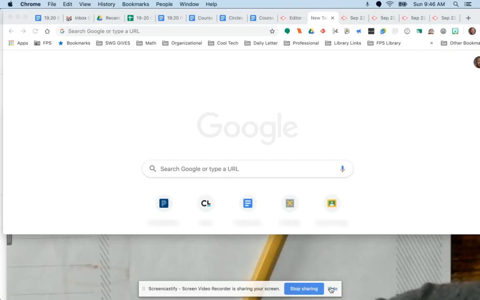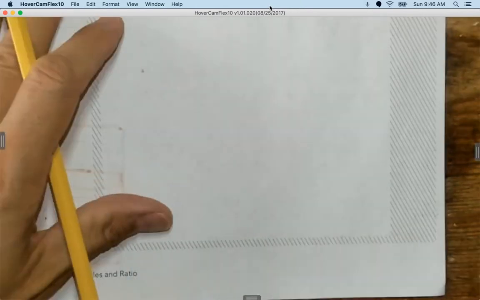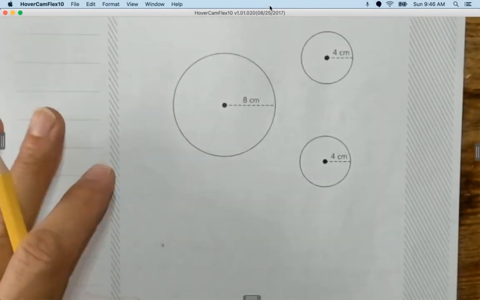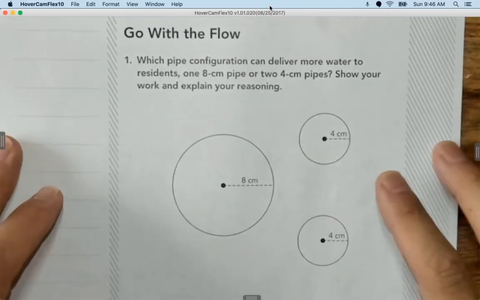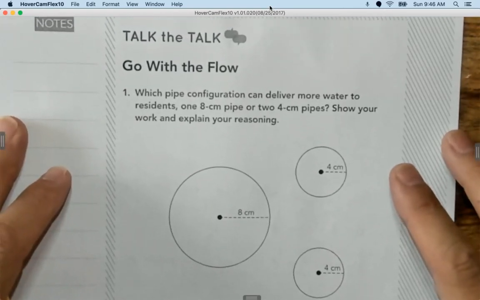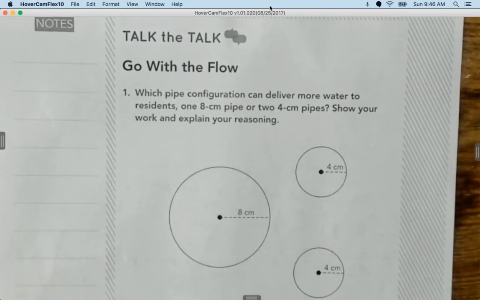All right, now we have the talk, go with the flow. That last problem related back to our warm up from lesson 1 and from lesson 2. As I'm going through this thing called math, I want to keep on thinking, where does this relate back to? Is this problem like something else I've already done? Which pipe configuration can deliver more water to residents? One 8-centimeter pipe or two 4-centimeter pipes? Show your work and explain your reasoning.